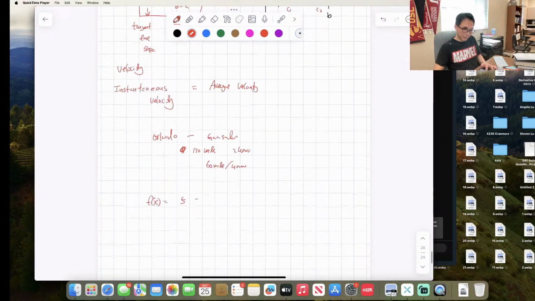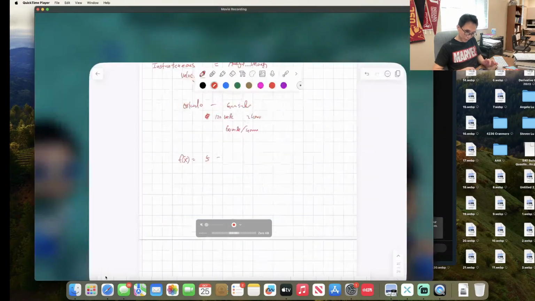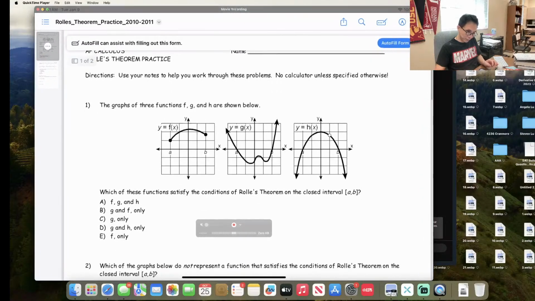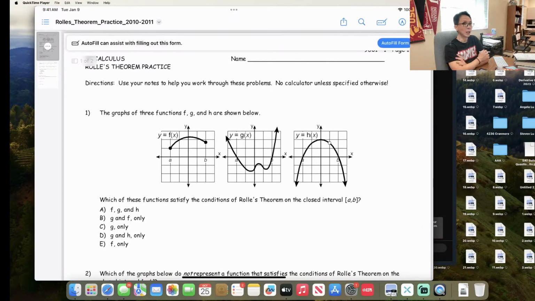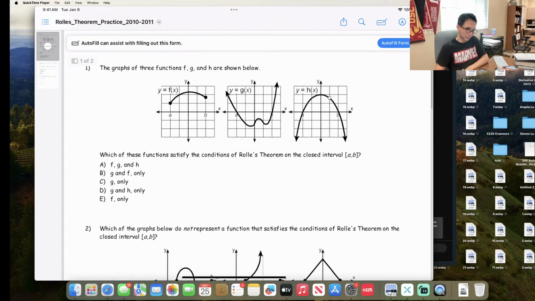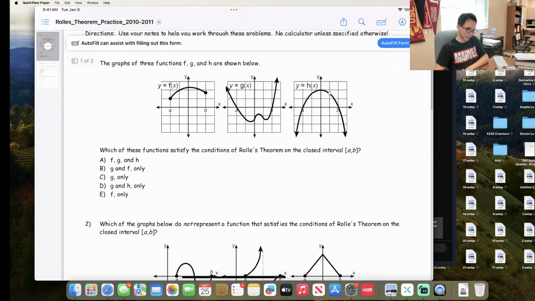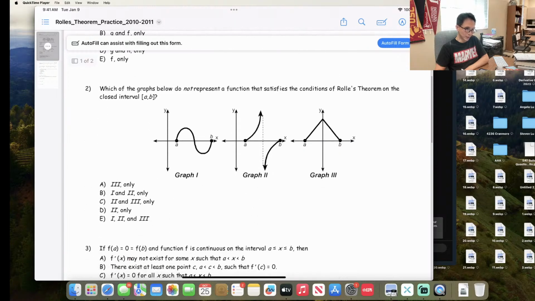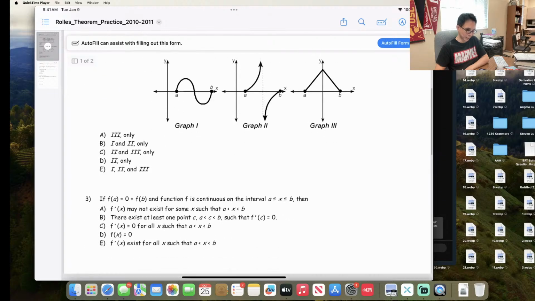Now, with that being said, I'm gonna start with the review sheet, the Rolle's theorem. The first one is C. Everybody understands C, right? Okay, because A is f(a) does not equal f(b), and the last one is not continuous. The second one is graphs 2 and 3. One is not continuous, one's not differentiable. The only one that makes sense is graph 1. So which ones are not satisfied? Graphs 2 and 3.